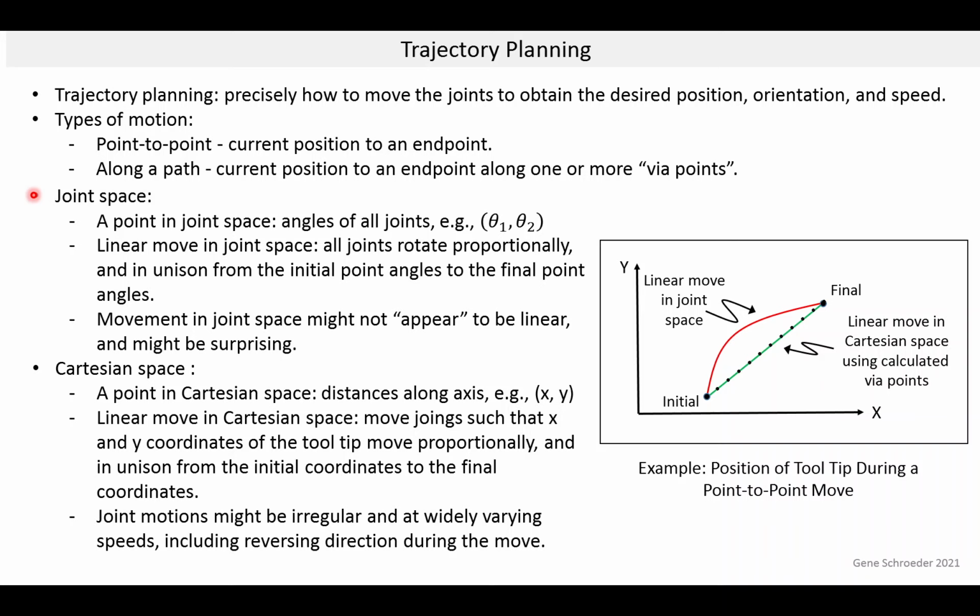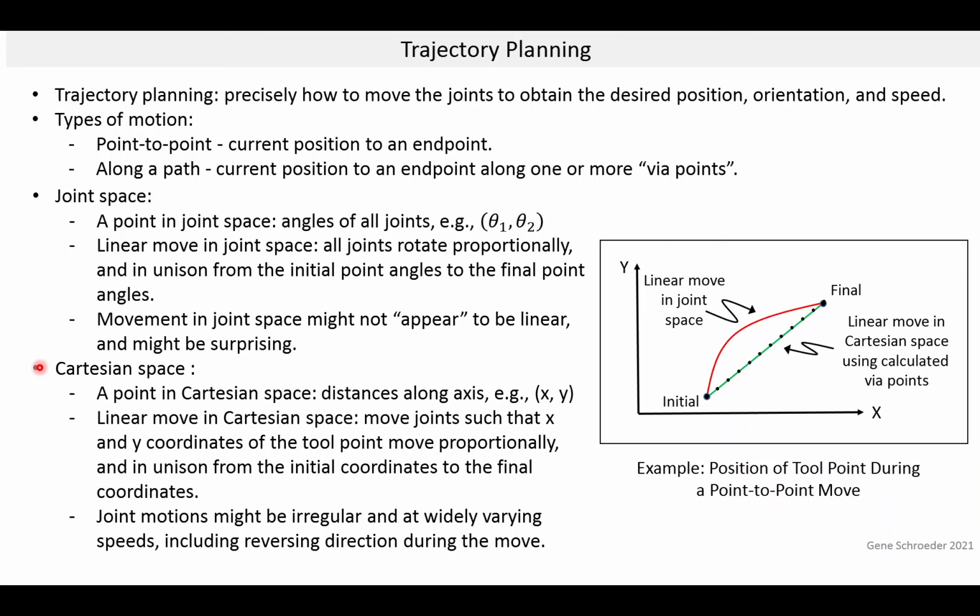A point-to-point motion in joint space is just a move from an initial set of joint angles to a final set of joint angles. And for a linear move in joint space, all the joints rotate proportionally and in unison from the initial point angles to the final point angles. Now, movement in joint space is the most direct from a motor viewpoint, but it might not appear to you in your perception as a linear move, and the path might be surprising. And the reason is that the path of the tooltip is not a consideration in this kind of move.